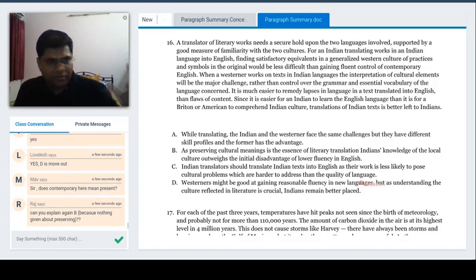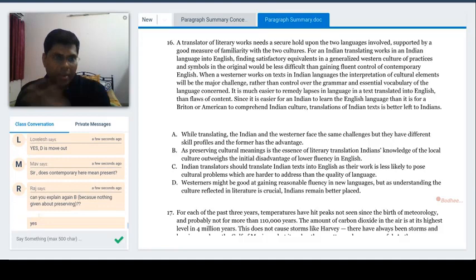B says, as preserving cultural meanings is the essence. Yes, so B is not the right choice. Why? Because preserving the cultural meanings is nowhere given. That is not the essence. The author has not said what is the essence of text. He says that a translator of works needs two things. One is language, the other is familiarity with culture.